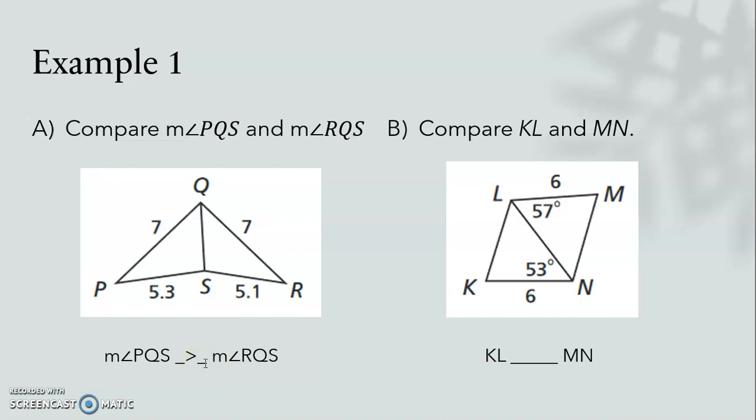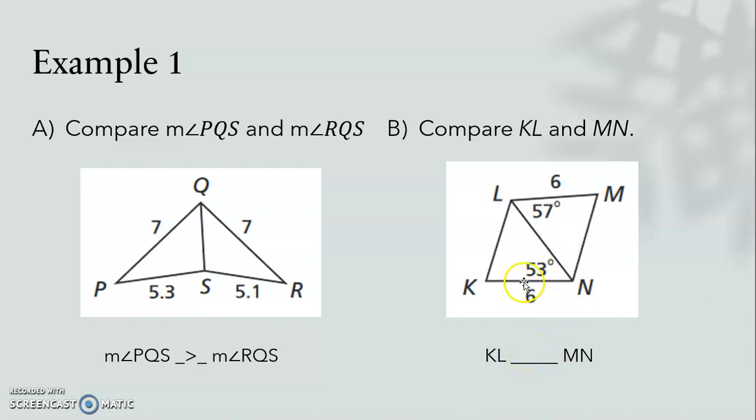Okay, so let's look at part B. They want us to compare KL to MN. Let's check that we have equal parts. I have ML is 6 and KN is 6, so those are congruent. And NL is in both triangles, so those are congruent. So I'm allowed to compare this angle to this angle, and then compare the sides. So try and do that, decide if it's the hinge theorem or its converse, and then press play to check your answer.